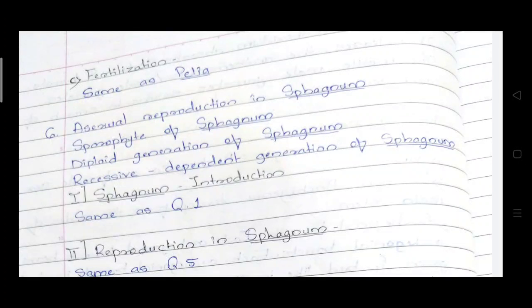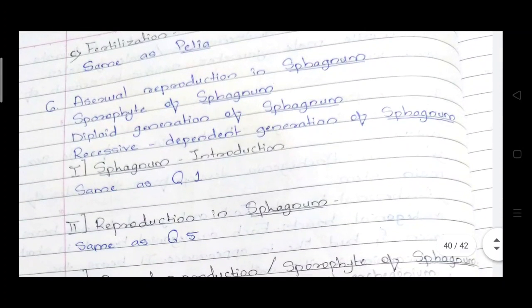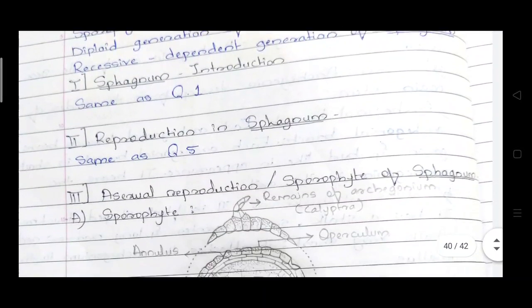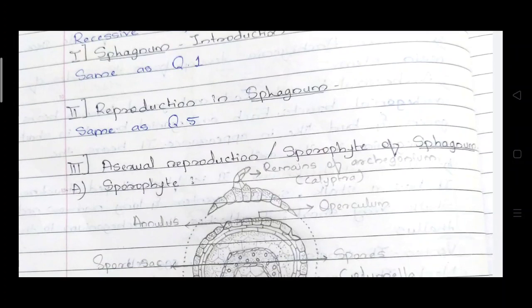Hello students, today we discuss the asexual reproduction in sphagnum. In the previous video we discussed the vegetative and sexual reproduction in sphagnum. The question also asks about the sporophytes of sphagnum, or the diploid generation, or the dependent generation of the sphagnum plant.